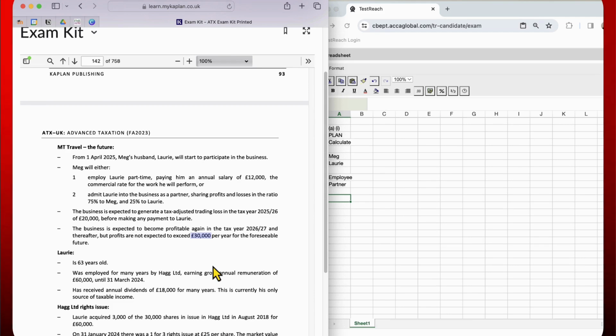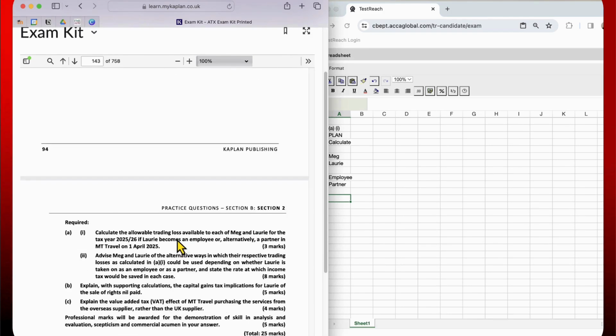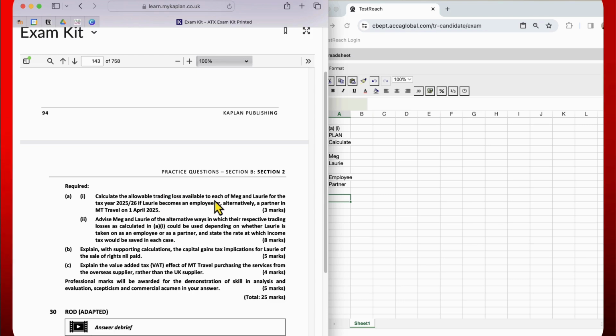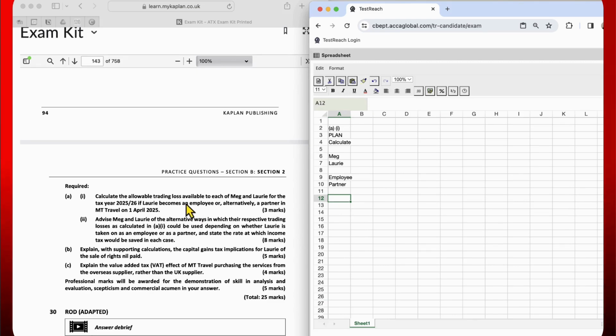so we're being asked, if we go back to the requirement, to calculate the allowable trading loss for Meg and Laurie, 1 under Laurie being an employee, 2 under being a partner. So we're going to have a heading where Laurie is an employee, and we're going to want to have a heading where Laurie, oops, if I could type properly that would help, is a partner. So this is going to be my actual answer.